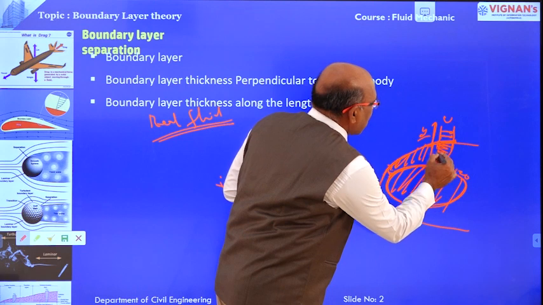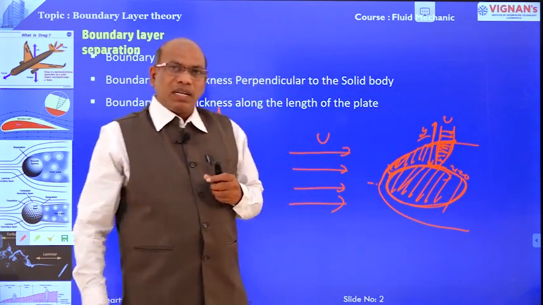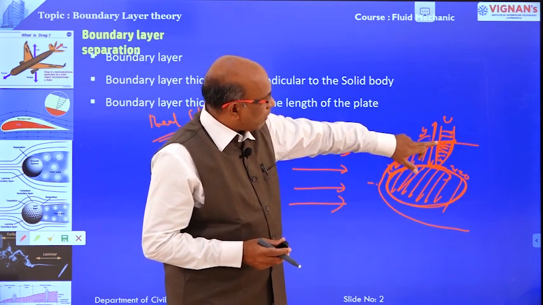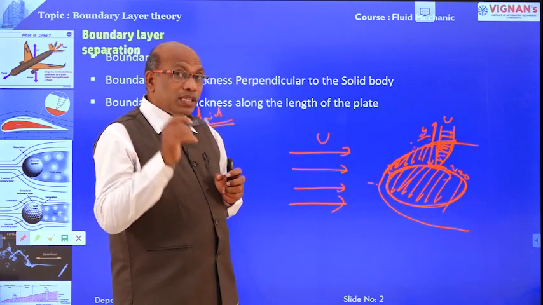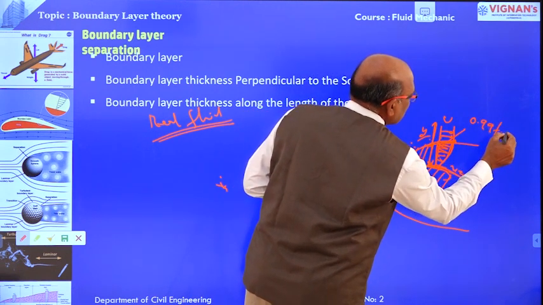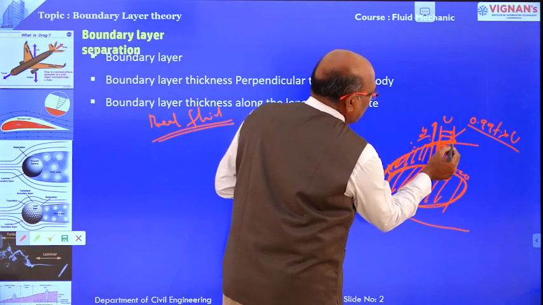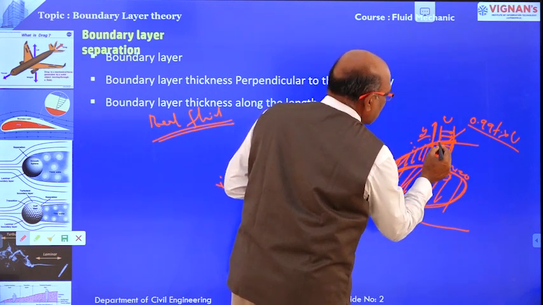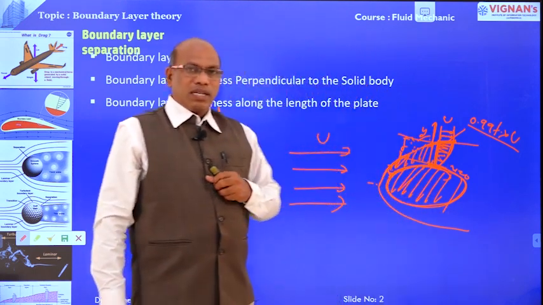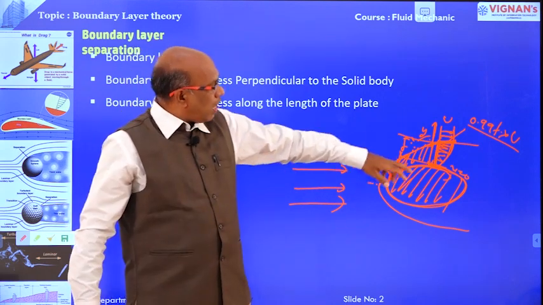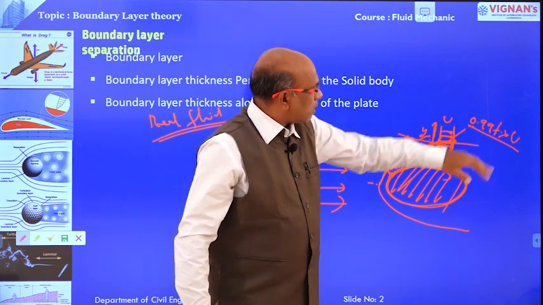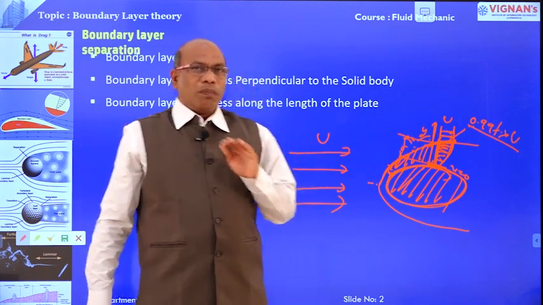Now, boundary layer thickness. The velocity of the fluid is zero over the solid body, and perpendicular to the solid body the velocity increases up to a certain point where it reaches 0.99 times the free stream velocity. The distance between that point and the boundary is known as the boundary layer thickness.